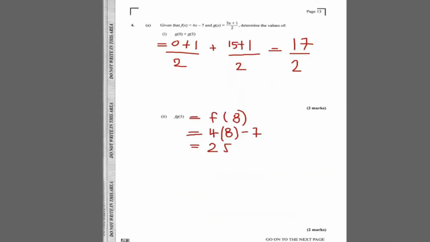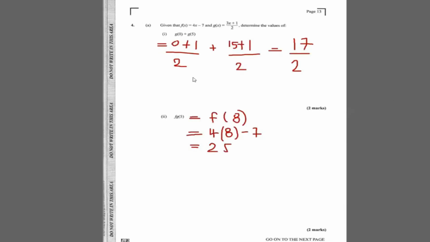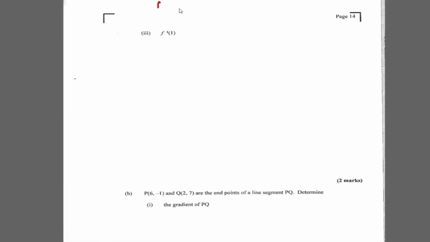Nice. Now it says find f inverse of 1. Now, there are many ways you can do this. You can find the inverse function and do that, but I'm going to show you the easier way. Just to recall this, if f of x is equal to n, then f inverse of n is equal to x.